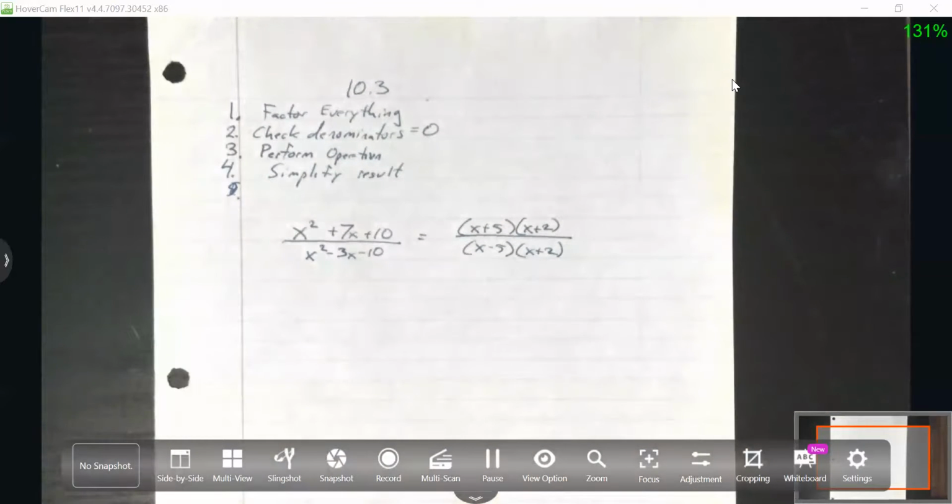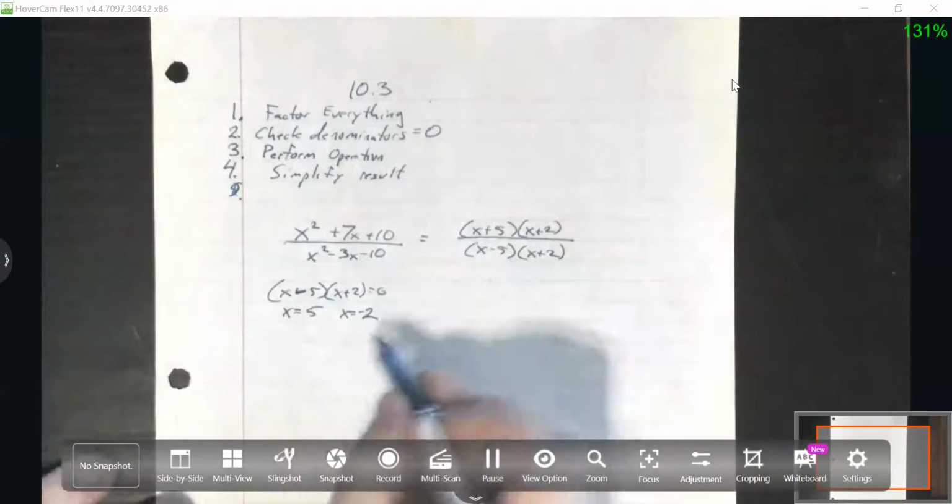After we do our initial factoring, now we're going to check what can make this denominator equal to 0. So we have our x minus 5 times our x plus 2 equals 0. And that would yield two things that are going to mess this up, x equals 5 or x equals negative 2. So these are what we would have called in 10.2 our discontinuities. In this one, they're just going to be restrictions. They're things that mess up our variables when we're doing these operations.